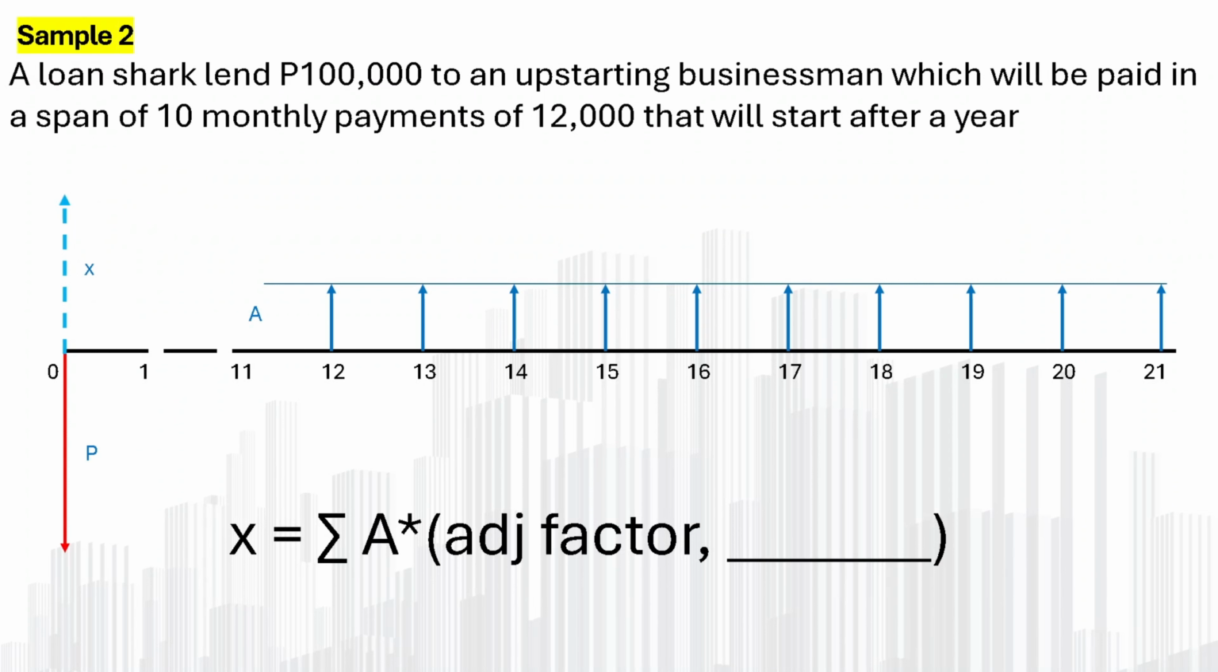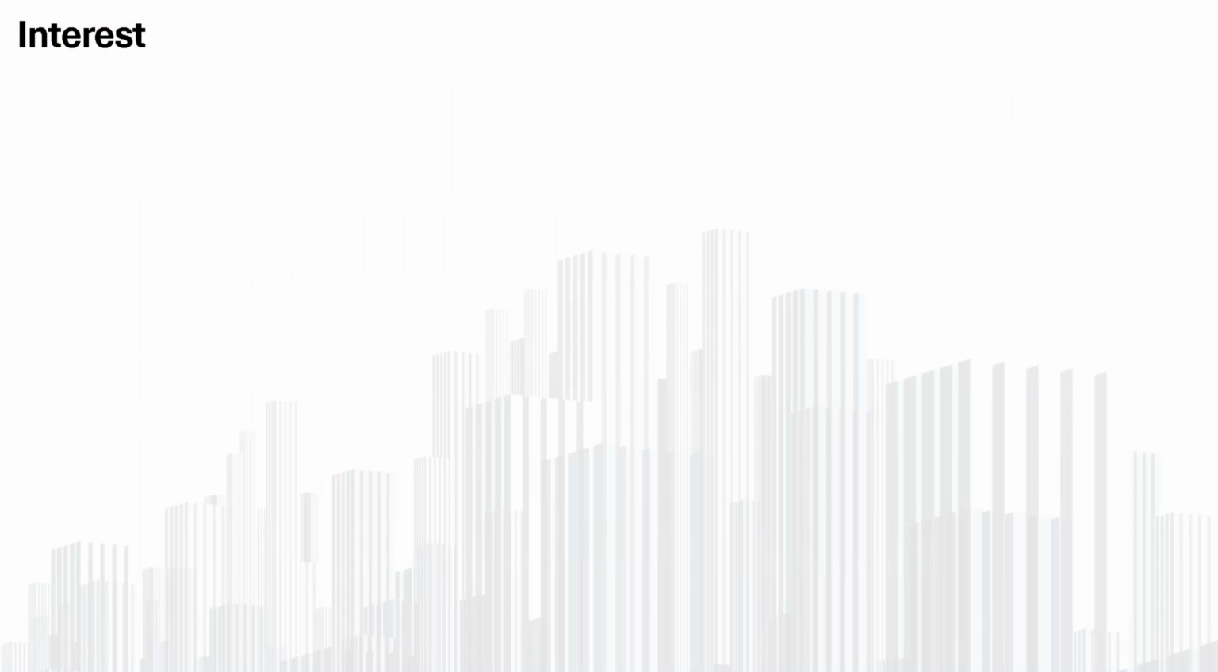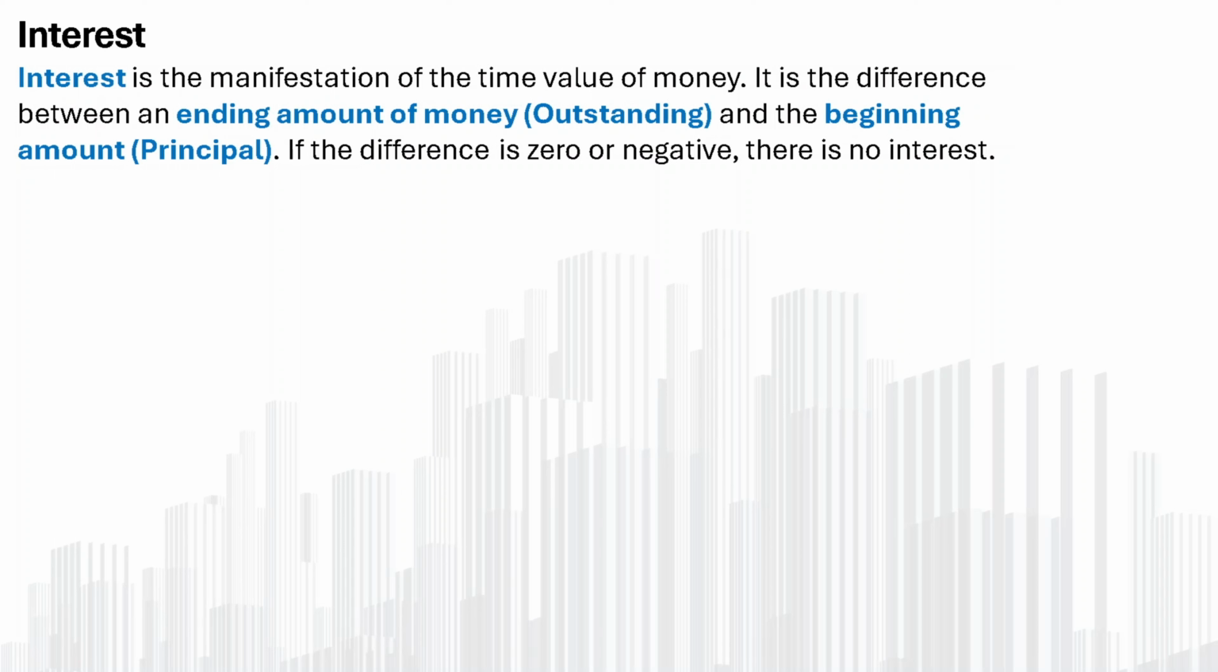So what is that adjustment factor basically? The adjustment factor we're talking about here is the interest rate, or specifically the interest. Basically, interest here is not the rate. This is the amount accrued over a particular time. It is the manifestation of the time value of money, and usually it's the difference between your principal amount and the ending amount of money, or the amount of money you owed if you are borrowing. So that's outstanding. If the difference is zero or negative, there is no interest.